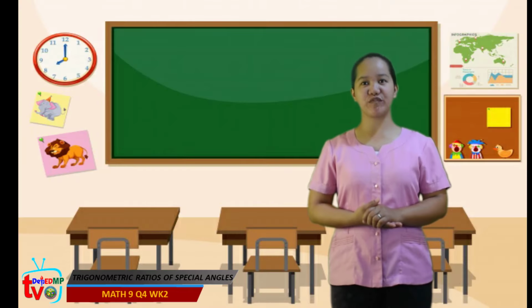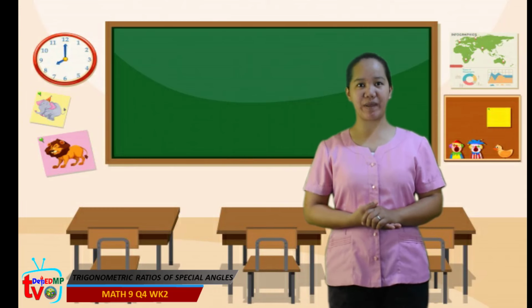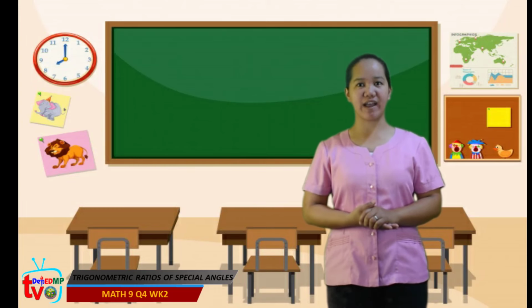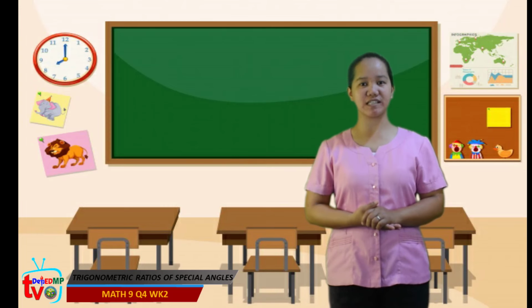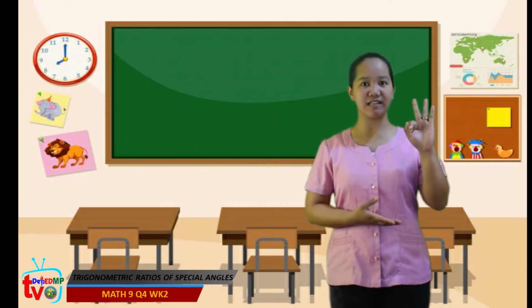But before we move further, let us check how much you already know about our topic by answering the pretest on page 3. Read and understand the questions, then choose the correct answer, and then write the letter that corresponds to your answer on your answer sheet. You will be given 3 seconds to answer each item.